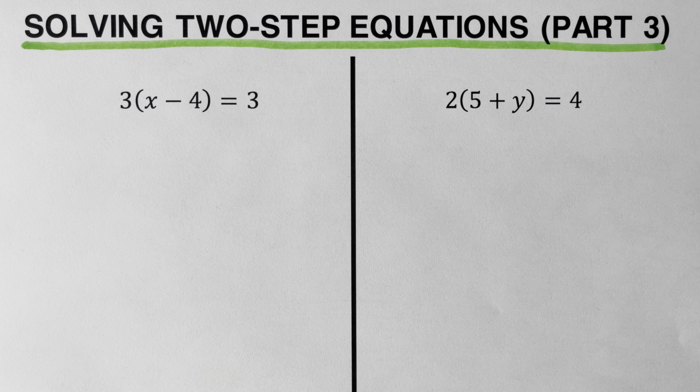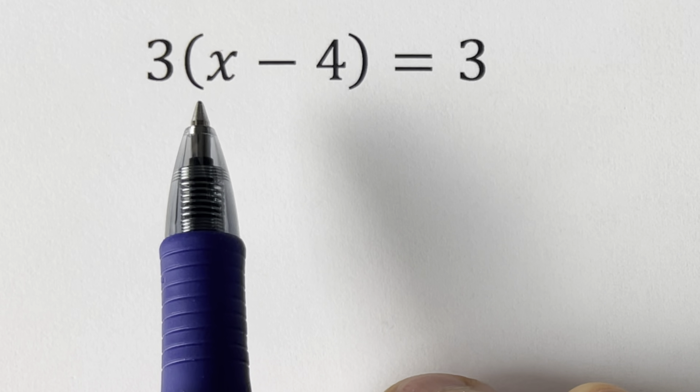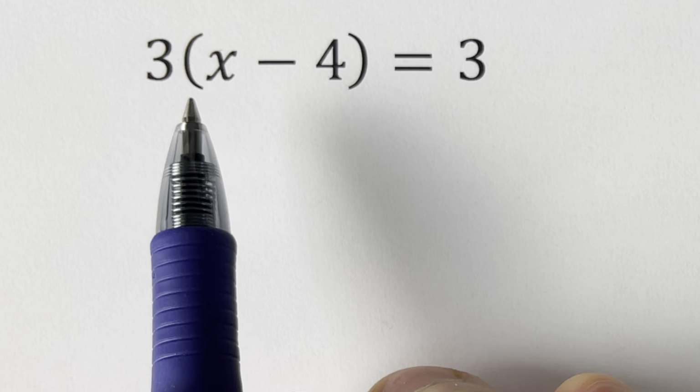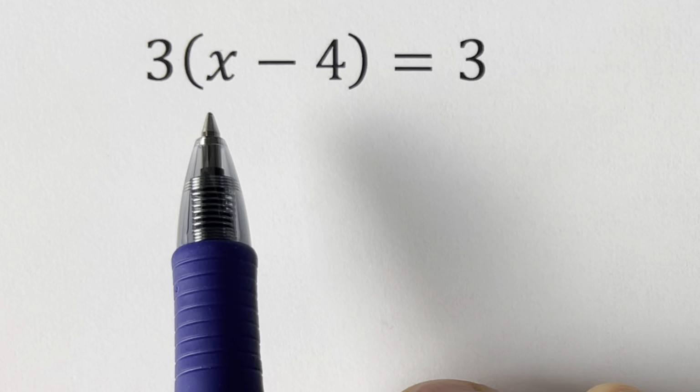Let's take this first example right here. We remember that if we say solve the given equation, we're supposed to isolate x by itself, or pretty much isolate the variable on one side of the equation. In this case, this is read as 3 multiplied by the quantity x minus 4 is equal to 3.